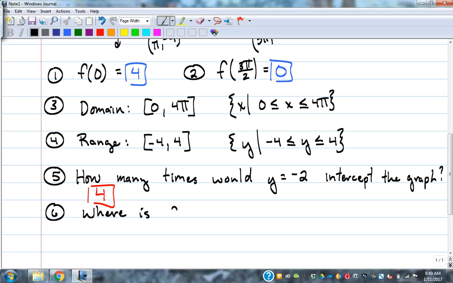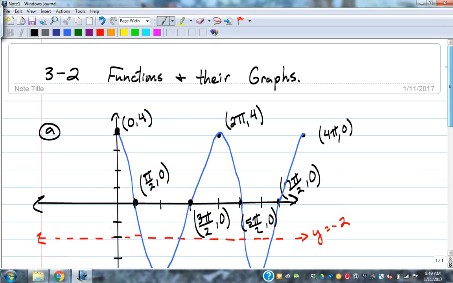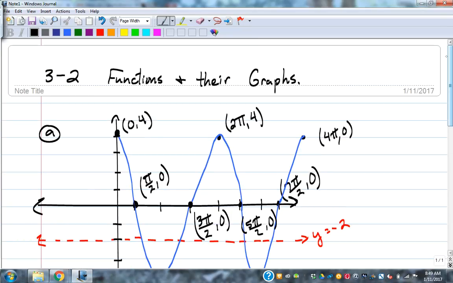Where is f of x greater than 0? This is always a good question. Where is f of x greater than 0? What does that mean? What is f of x? It's y. So all that's saying is where are the y values greater than 0 on that graph? So we're trying to answer the question, where are the y values greater than 0?